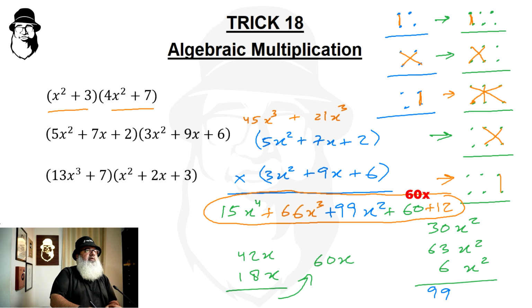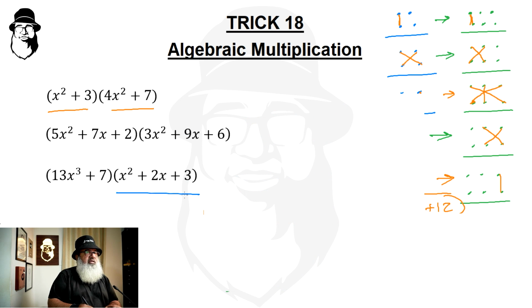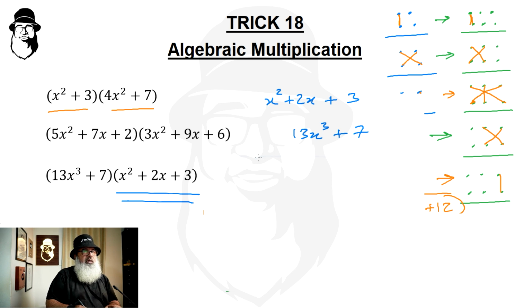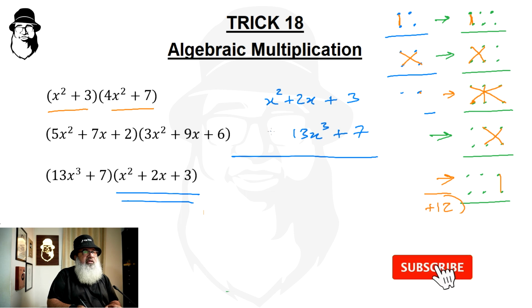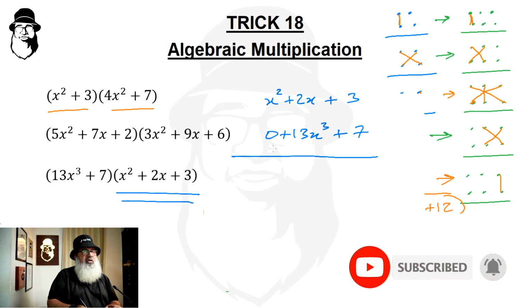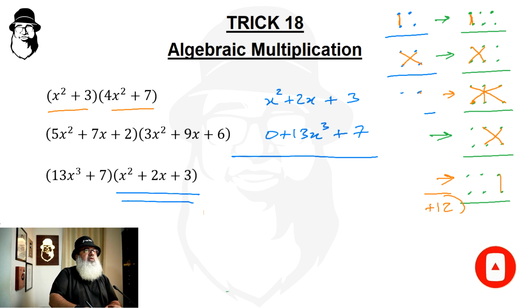Sometimes we have 2 terms here and 3 terms here, so nothing to worry. What we can do is write this here: x squared plus 2x plus 3, right, and write this 13x to the power 3 plus 7, right. And then we don't have anything here, so we can write 0 here. Now it's 3 terms by 3 terms, we can do that.